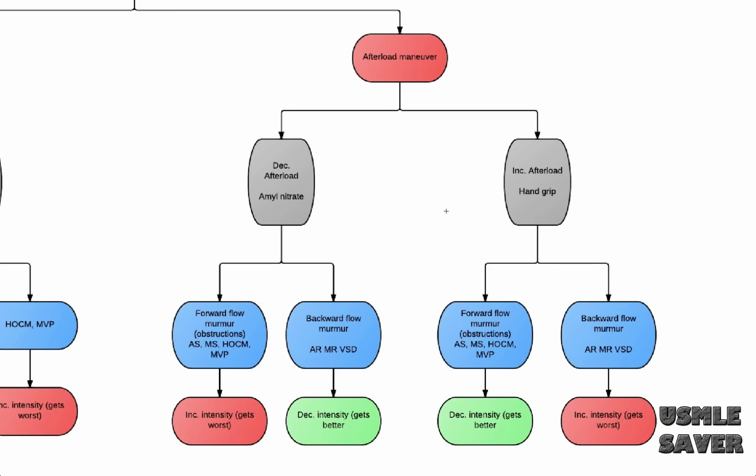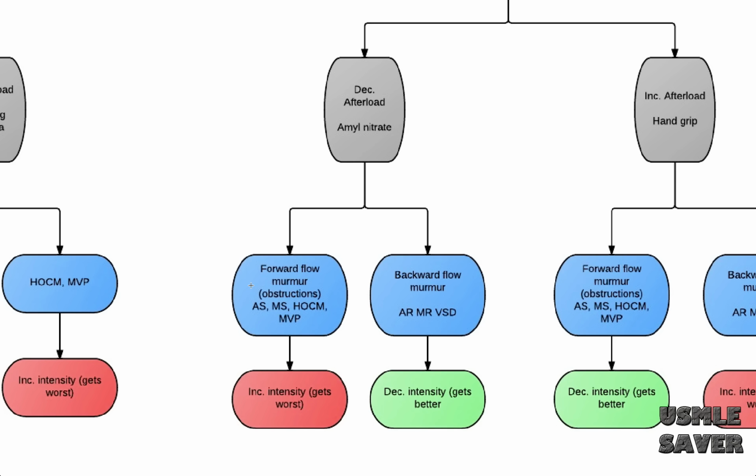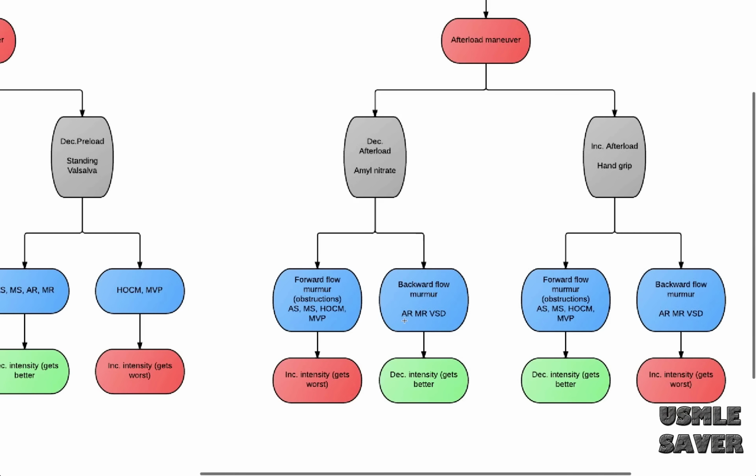For this, we also have to break down our murmurs into two groups, which are forward flow murmurs and backward flow murmurs. First group is forward flow murmurs, which are all your obstructions. Examples are aortic stenosis, mitral stenosis, hypertrophic obstructive cardiomyopathy, and mitral valve prolapse. As you can see, all of these diseases cause the obstruction of forward flow. And second group includes all of the backward flow murmurs, which are regurgitations and VSD.